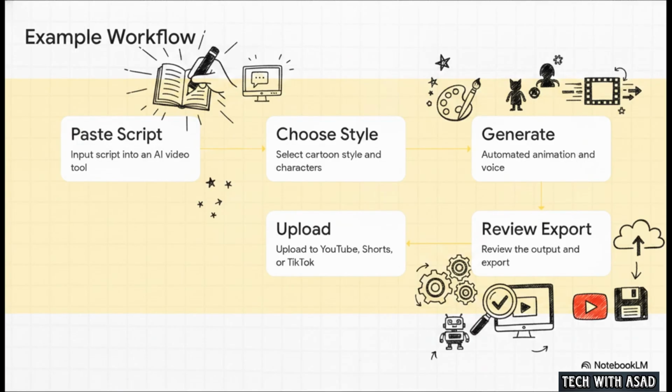Let's walk through this incredibly streamlined workflow step by step. Step 1, paste that custom script into the AI. Step 2, choose your cartoon style. Step 3, hit generate and let the automated animation and voice synthesize. Step 4, review your output and export. And Step 5, upload directly to your socials. It's wild how easily a well-formatted dialogue script translates into a completely automated, polished final product.